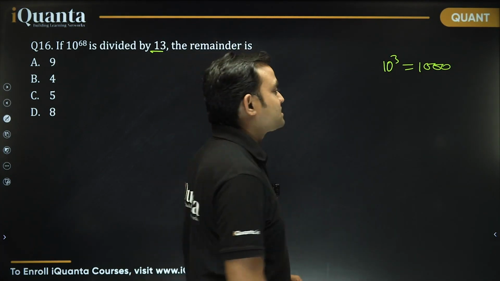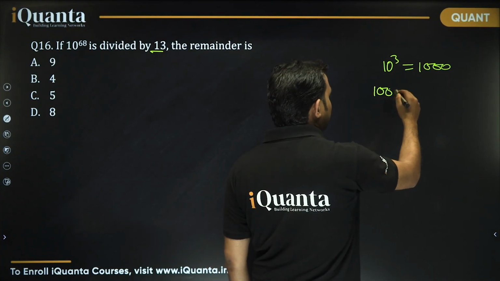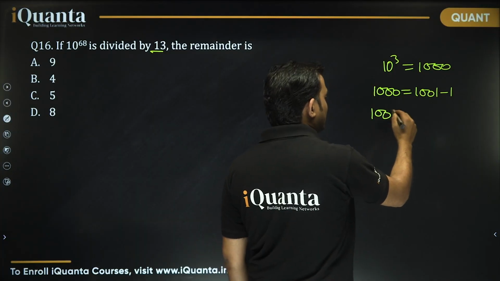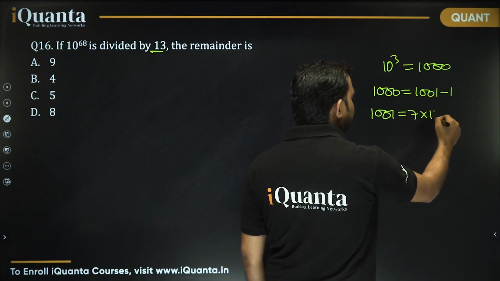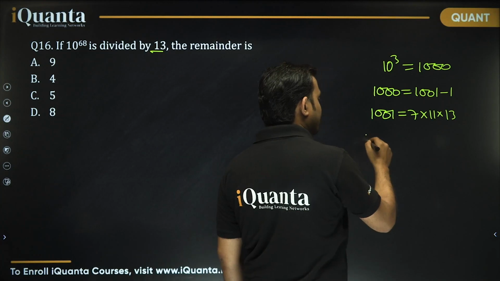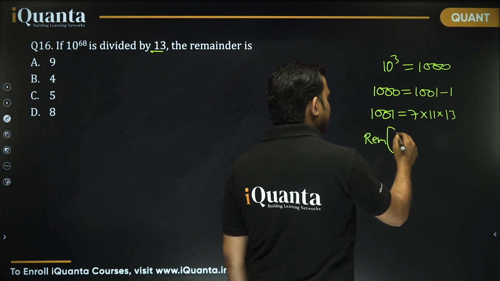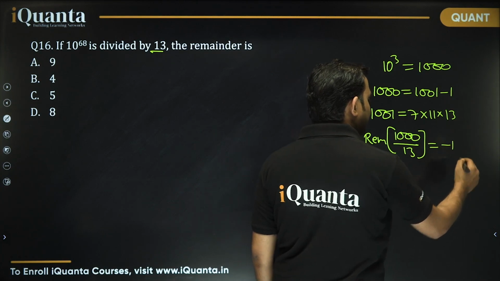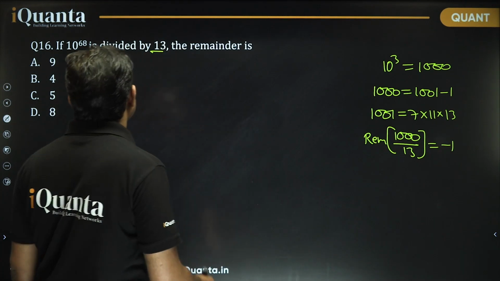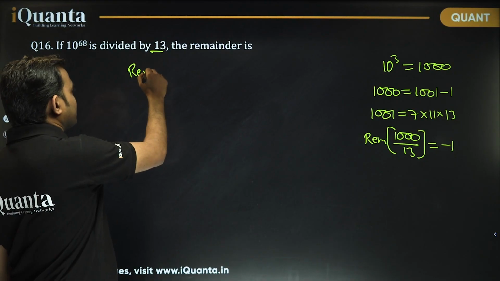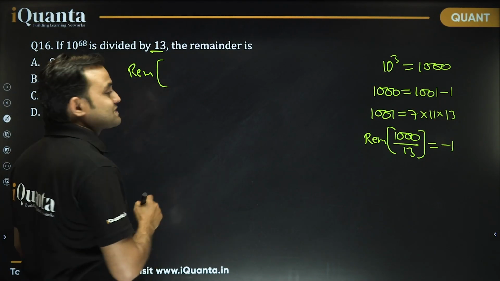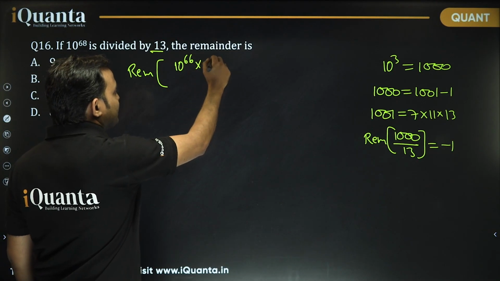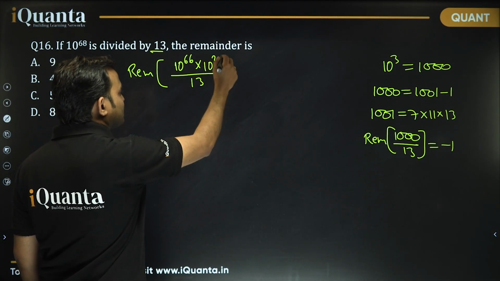It's 1000. What is 1000? 1000 is equal to 1001 minus 1, and 1001 is equal to 7 into 11 into 13. Meaning if I find the remainder when 1000 is divided by 13, the answer will be minus 1, the negative remainder, right? So when I need to find the remainder of 10 to the power 68 divided by 13, I can write it as 10 to the power 66 into 10 square divided by 13.